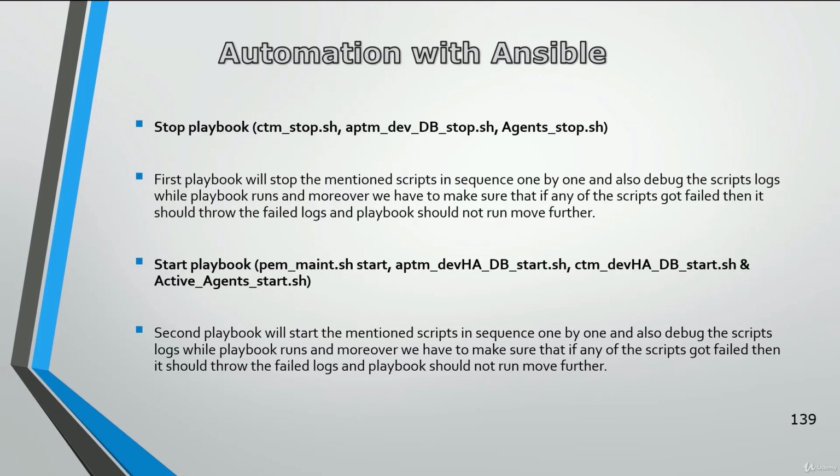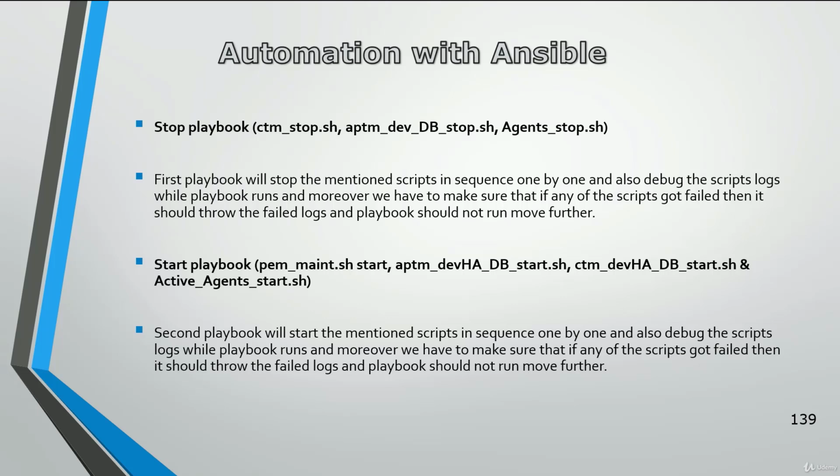So friends, let's start. We have to create one Ansible playbook for stopping our applications. The application name is ctm_stop.sh. The first playbook will stop the mentioned scripts in sequence one by one and also debug the script logs. Script logs means that while running the scripts for stopping the application, it will give some output. We want to capture those outputs, and I want them displayed while running the playbook.